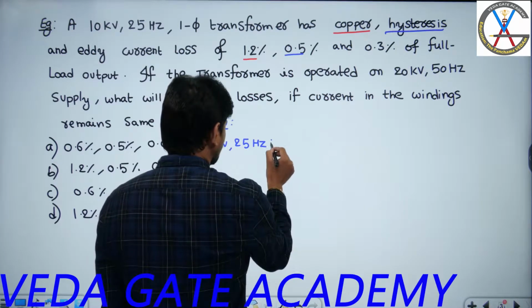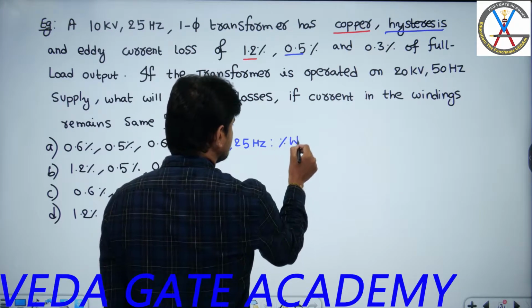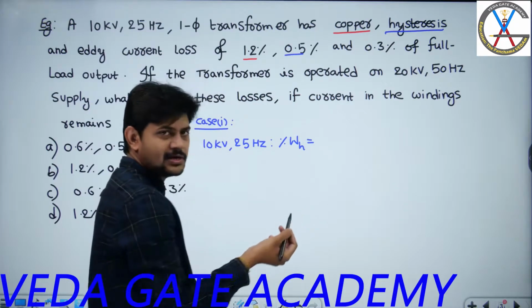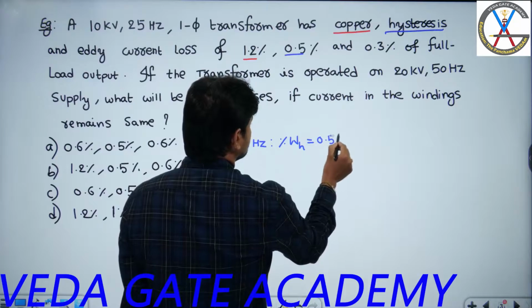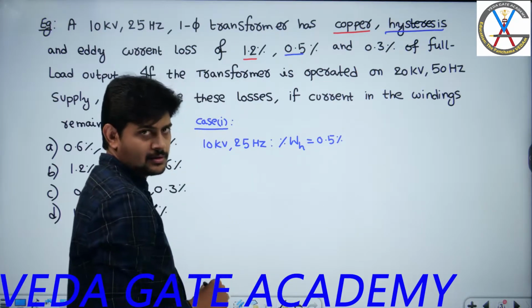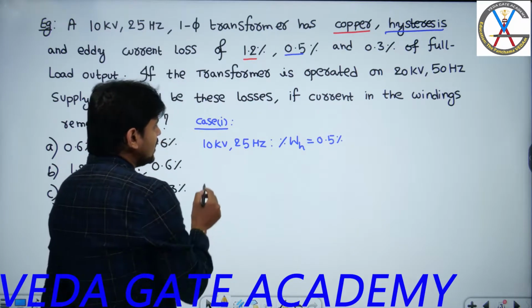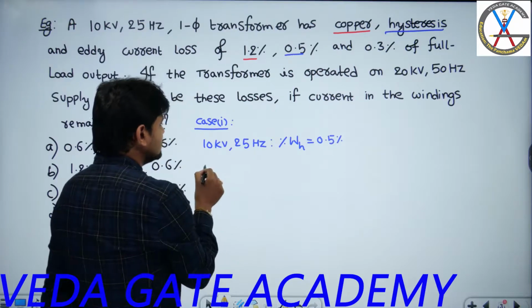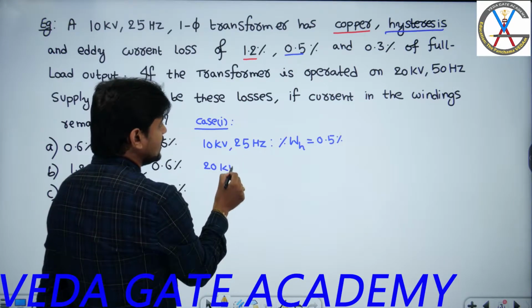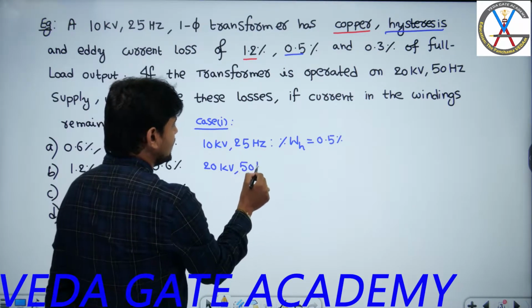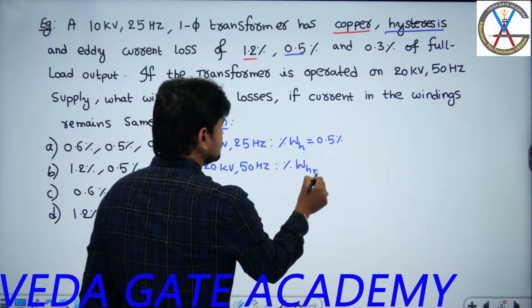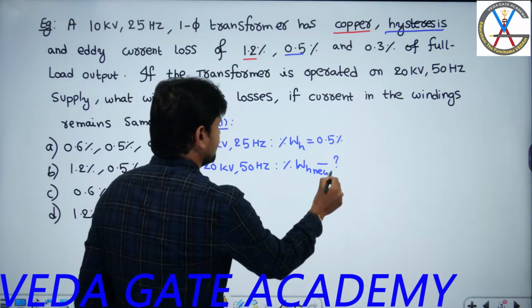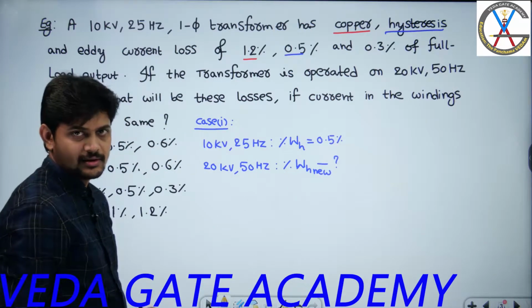So they got percentage hysteresis loss. Either you can use WH or PH, that is up to you. Which is equal to how much? 0.5% they have given. Now, they ask you to determine what are these percentage hysteresis losses at 20 kV, 50 Hz. What will happen to these percentage hysteresis losses? New value. This is what we need to calculate.